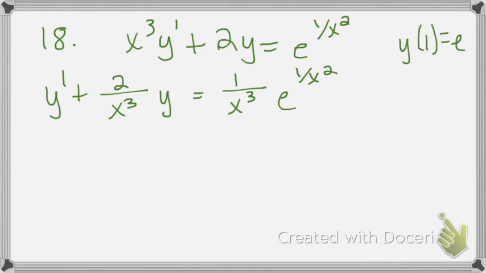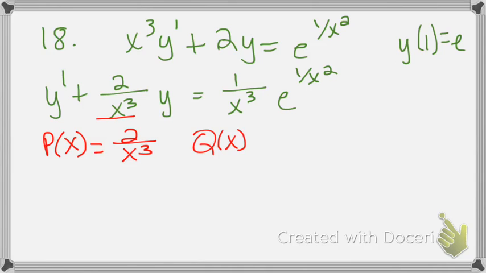It's in the right form now because you can see there's something in front of y and there's something on the end. It's all in x's. If y's were combined on the end, it still wouldn't be right. Okay, but it's okay. So, p of x is what? 2 over x to the third. That's this part. Q of x is all of that. 1 over x to the third, e to the 1 over x squared.